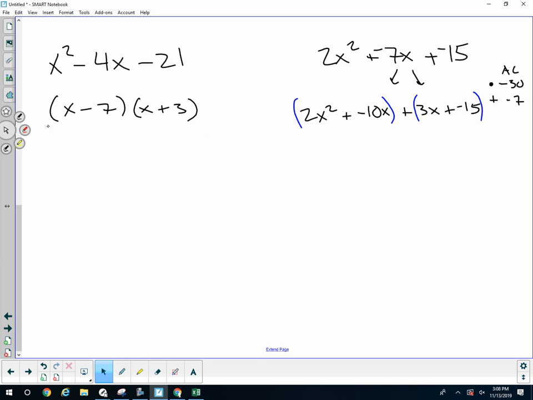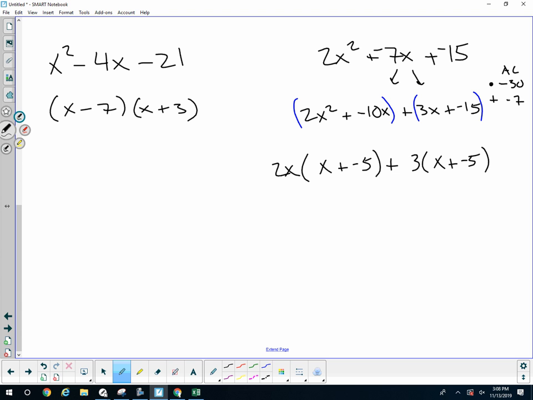Okay, we're going to keep going, a couple more. 2x out, I get x minus, or plus negative 5. I have a plus here. I can pull 3 out. I get x plus negative 5. X minus 5 is shared. What's left over is 2x plus 3. This is backwards distributing in all of its glory.